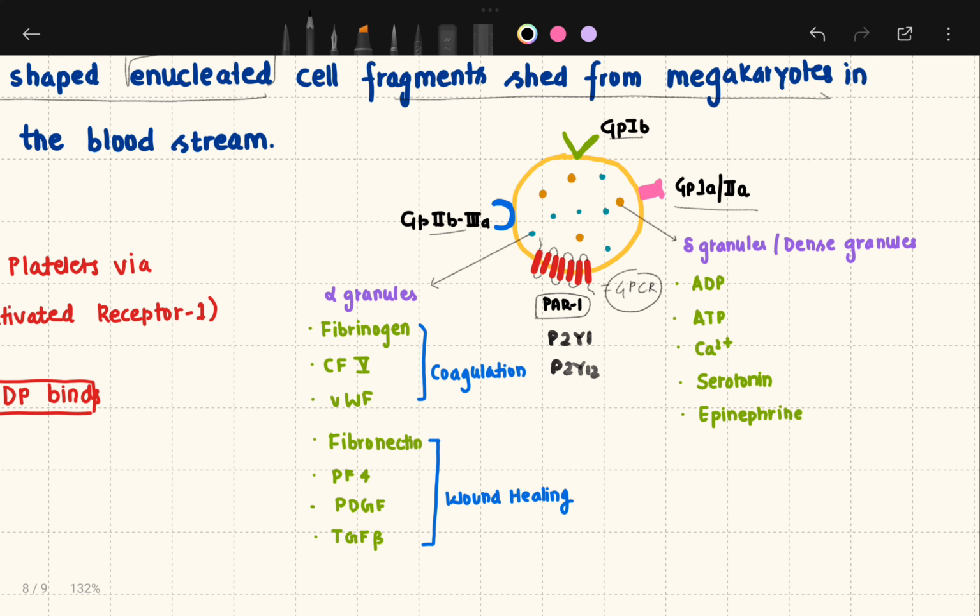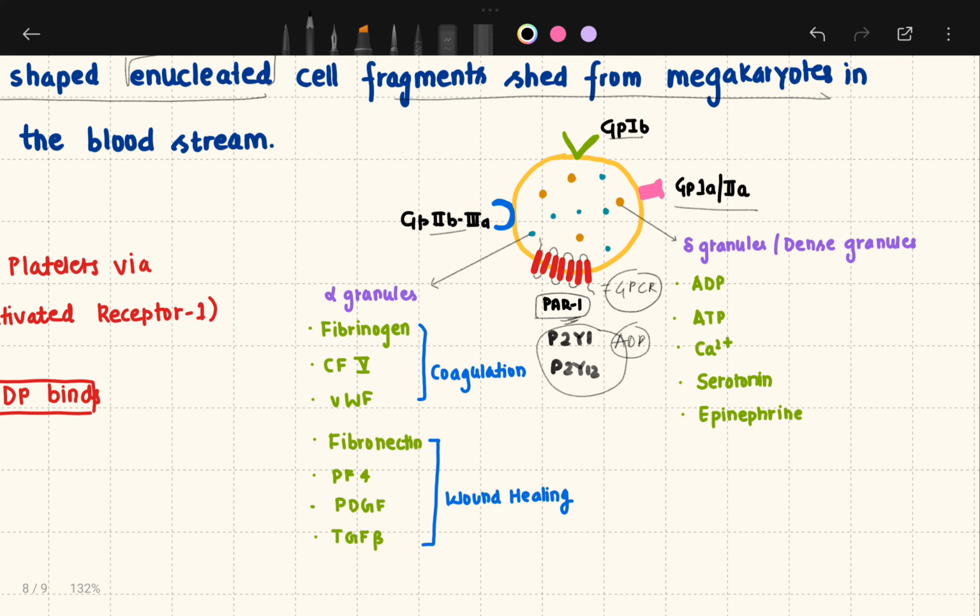These are the examples of G protein coupled receptors, like PAR, protease activated receptor 1. This PAR1 will bind to different things, like thrombin. ADP will bind to this. This is also a G protein coupled receptor. Examples of G protein coupled receptors are P2Y1 and P2Y12. These are all G protein coupled receptors present on the surface of this platelet.